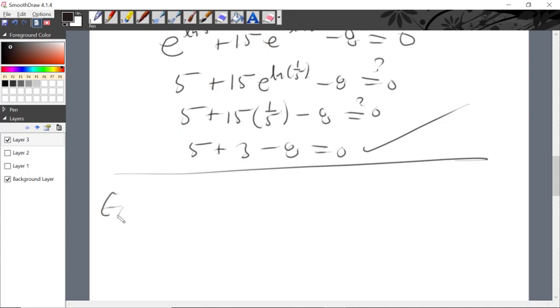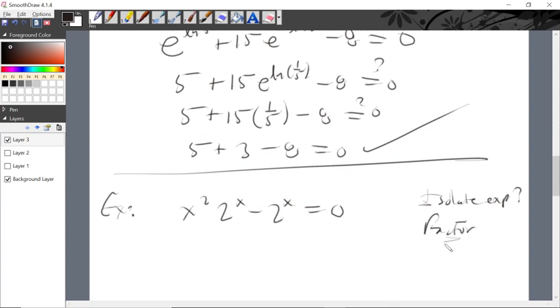Another equation of exponential type, but a little bit different. x squared times 2 to the x minus 2 to the x is equal to 0. Isolate the exponential. How do we do it in this case, since there's more than one? Try factoring. These two terms share the greatest common factor of 2 to the x. So we can factor out 2 to the x. That's an effective strategy given that the right-hand side is just equal to 0. Take out 2 to the x, we are left with x squared minus 1. And that's equal to 0.